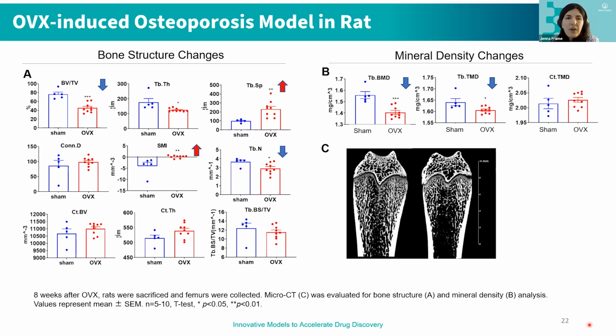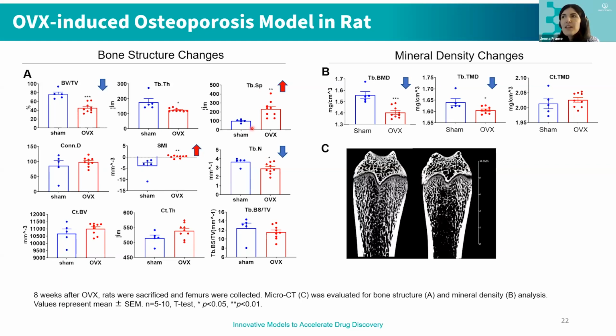Further micro-CT parameters measured in these rats are indicative of bone structure changes, somewhat similar to what was observed in the murine model, including a significantly decreased bone volume over total volume in the ovariectomized animals, which was also associated with a reduction in the overall number of trabeculae and a large increase in trabecular spacing.